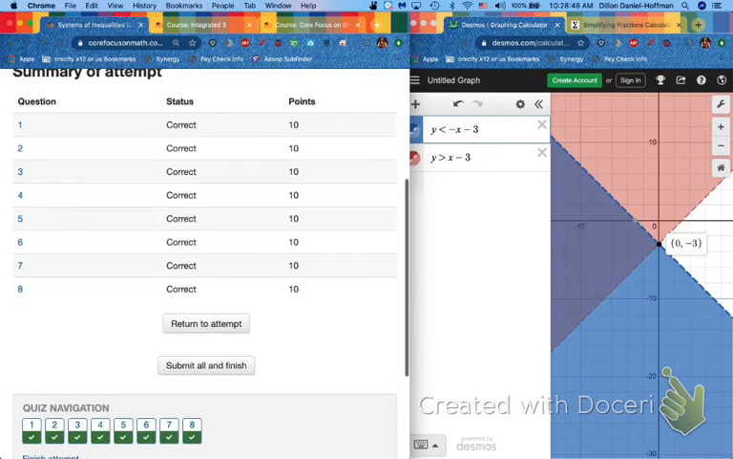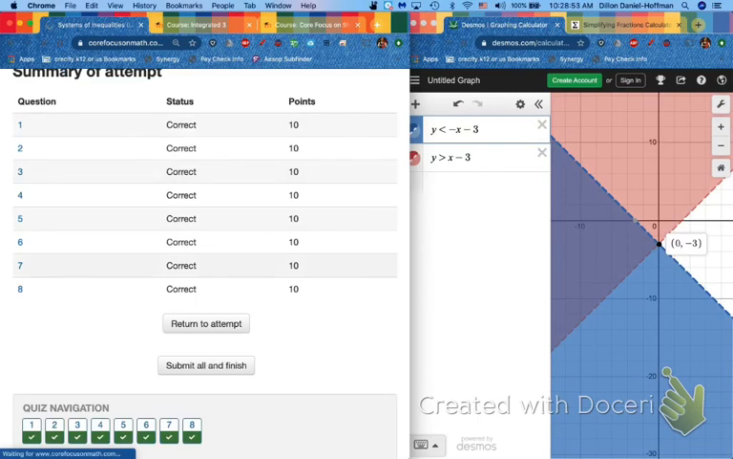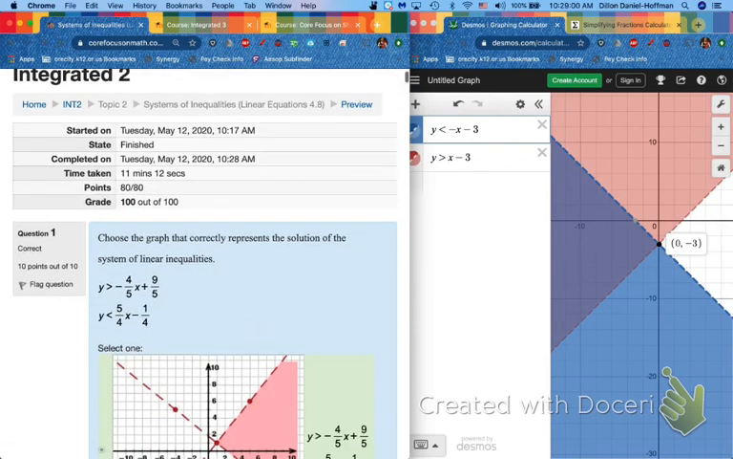Wonderful. All right, that's a cool little review of inequalities. Got to see them graphically. Got to see how that connects to our system of equations unit, which is exactly the goal of putting this assignment here. And now we're all done.